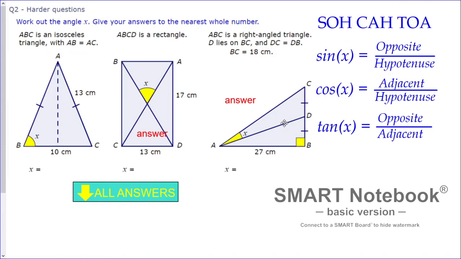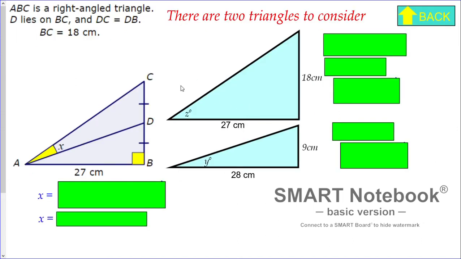Now I'd like to look at the second one. There are two triangles to consider in this second one. We've got the bigger triangle, which is this one, ACB, and we've got this little triangle here. They're both right-angled triangles. We've got to consider both of those triangles. Now, I've called this angle Z. This is the whole angle of the big triangle. And I've called the little angle of the smaller triangle Y.